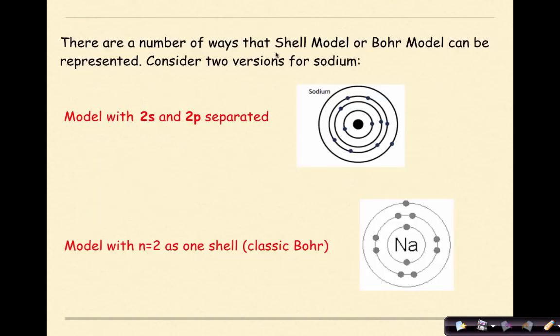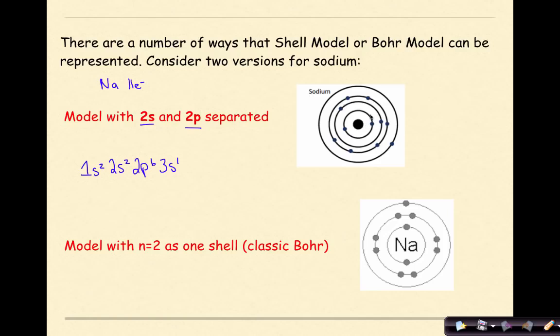There are a number of ways that the shell model, or the Bohr model, can be represented. Consider two versions for sodium. Now we know that sodium is Na and that it has 11 electrons. So the electron configuration would be 1s2, 2s2, 2p6, and 3s1.